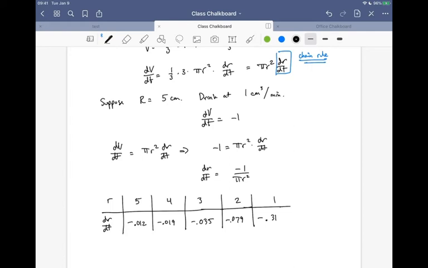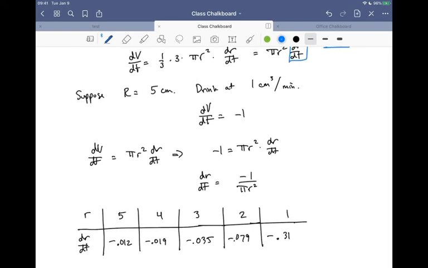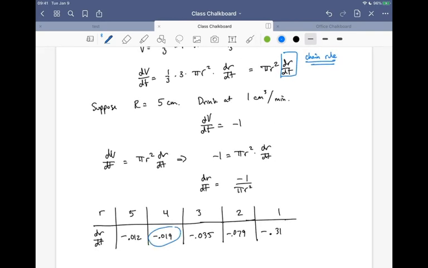So what I want to point out here is, look at the numbers for the rate at which the radius of the drink, and therefore the height of the drink, is changing. They're all negative. That makes sense because we're drinking the thing. But let's compare, for example, the number here at 4 versus the number, say, at 2. Does it make sense that when the radius is 2, the rate at which it's decreasing is faster than when the radius was at 4?